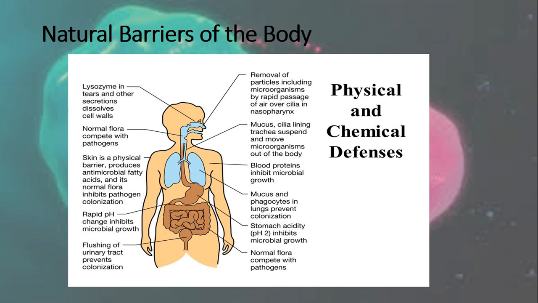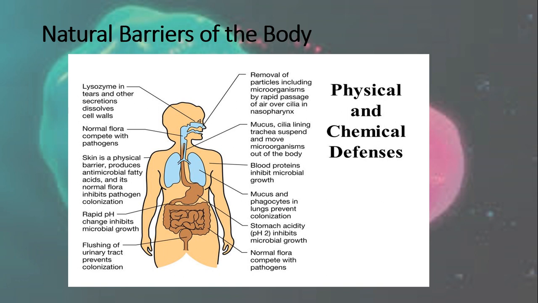Also, some blood proteins can inhibit the growth of microbes. Also, as we said before, the normal flora that can be present in the small intestine and in the digestive system protects those systems and competes with the pathogens trying to attack them. Of course, we also have the sweat present on the skin, which also protects our bodies because it has lysozymes and protects our bodies from the pathogens.